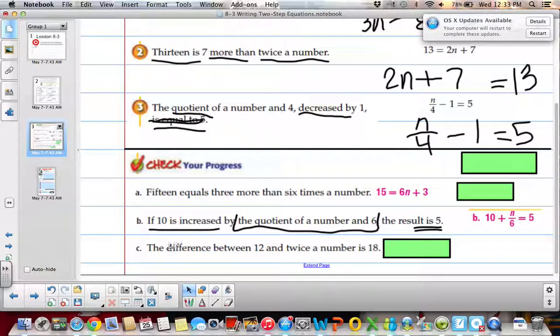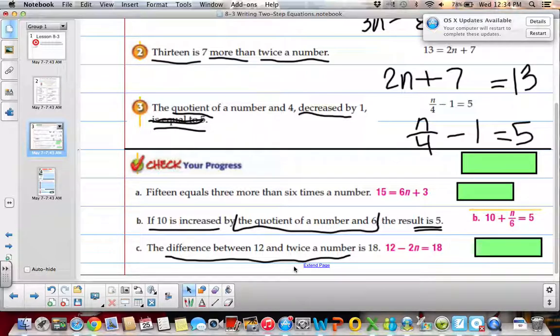The difference between 12 and twice a number is 18. So we know it's going to equal 18. The difference between 12 and twice a number. Difference means subtraction. So we have 12 minus twice a number, 2n, equals 18.